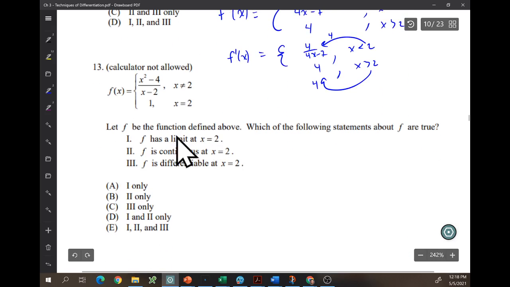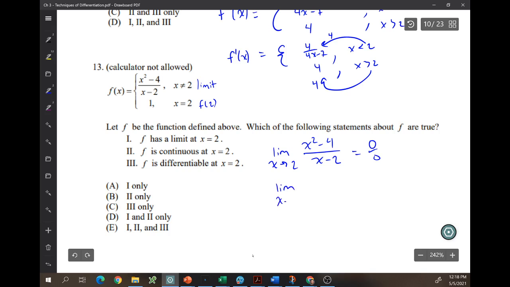All right, here's another one, kind of similar, but now they say f has a limit, f is continuous, f is differentiable. So this side is the limit side, and this side is the f of 2 side. For the limit side, the limit as x approaches 2 is x squared minus 4 over x minus 2. You can either factor or do L'Hopital's, because if I plug in 2, I get 0 over 0. I'll do L'Hopital's this time, so we get 2x over 1, plug in 2, and we get 4.